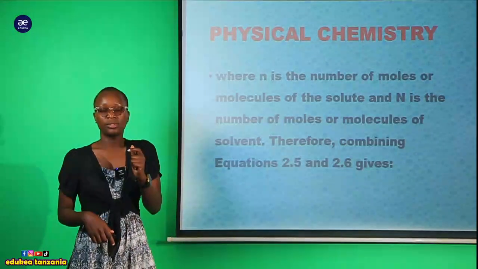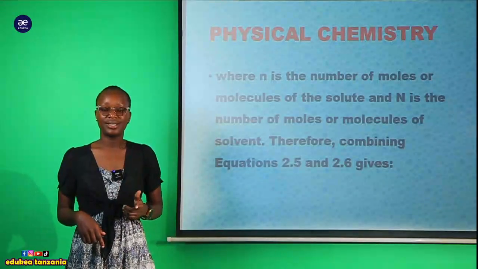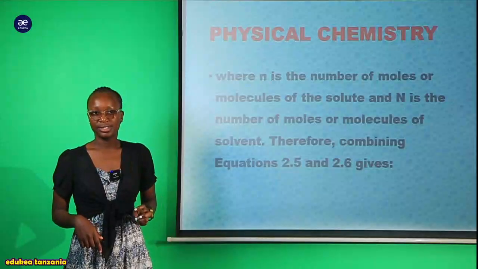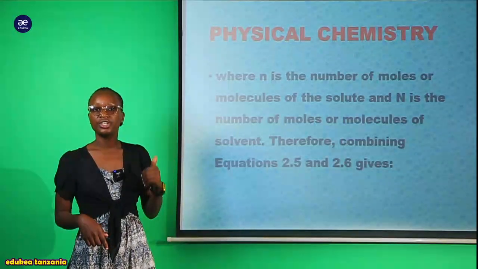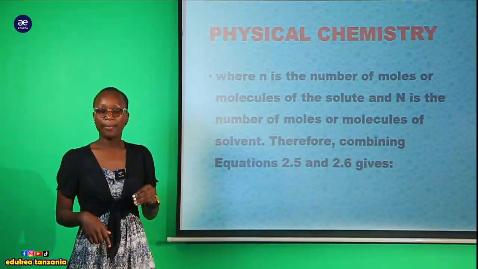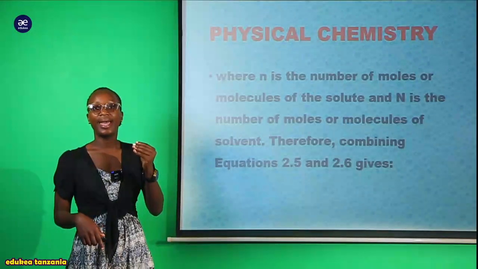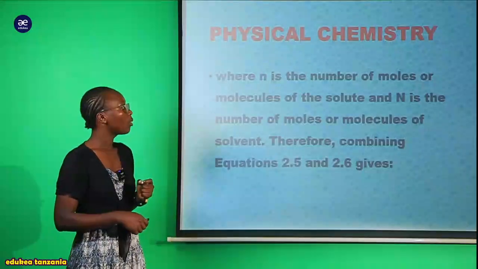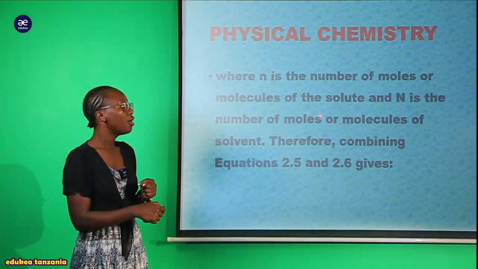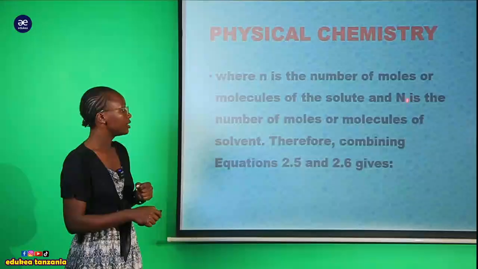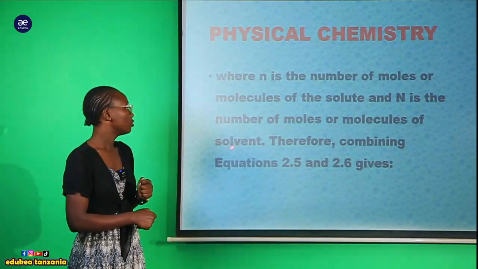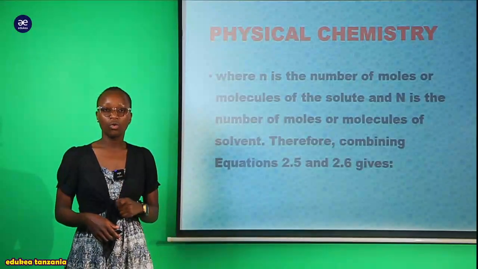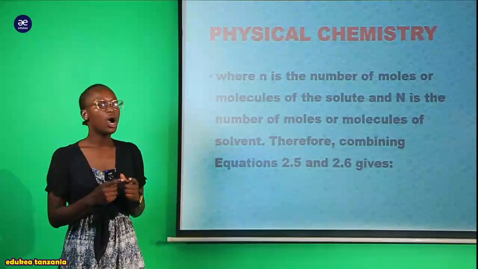Kwa hiyo ndio maana tumesema kwamba hii relative lowering vapor pressure inaweza kuwa expressed in term of the number of mole of solute and the number of mole of solvent. Sasa tumeona kwenye equation yetu kwamba change in P over vapor pressure ambayo ni pure ya solvent ni sawa na n over n plus capital letter N. Sasa n tunaona kwamba ni number of moles of molecule of a solute. Now capital letter N is the number of moles of molecule of the solvent. Kwa hiyo n mdogo anamaanisha number of mole of solute, afu N mkubwa anamaanisha number of mole of solvent.